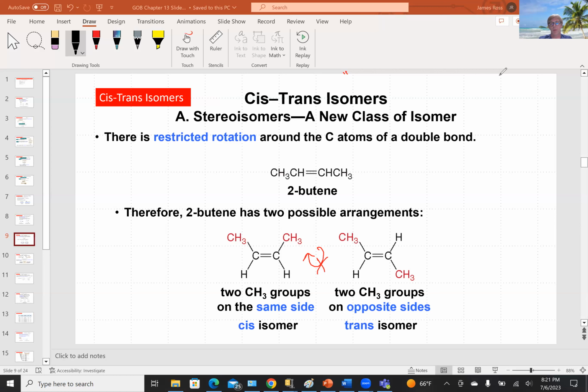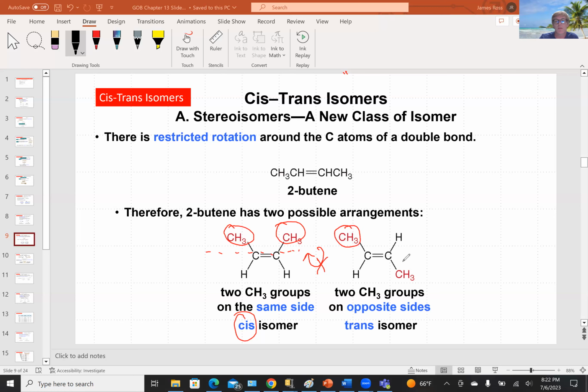So we have to come up with a way to distinguish these 2 structures in the name. If I say 2-butene, that's vague because there's 2 options. Which do you mean? It's like saying Samantha, and then 2 people look at you. Oh, my name's Samantha. Oh, my name's Samantha too. Which Samantha are you talking about? So we need to add an extra name. So cis means together. So these CH3 groups are together on the same side of the double bond.